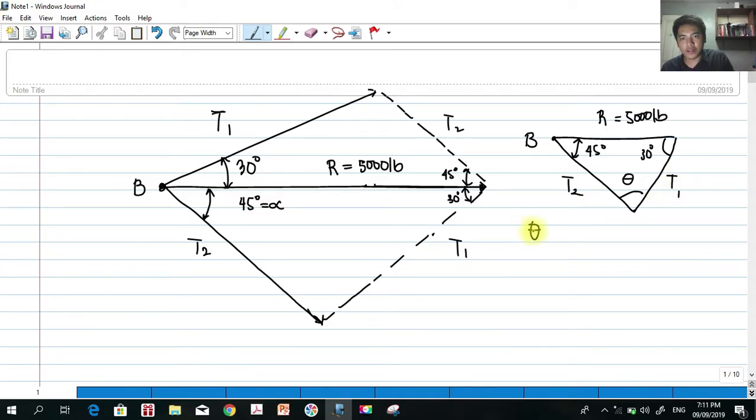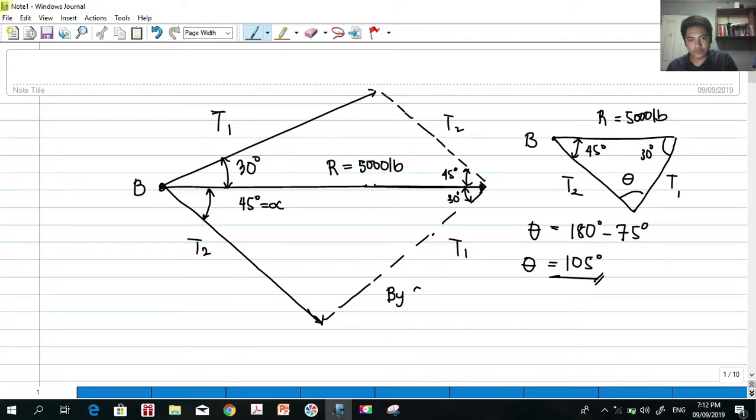I need to find theta by the fact that the sum of the angles of a triangle is 180. So this theta is 180 degrees minus 45 plus 30, which is 75 degrees. So theta is now 105 degrees. And again, we can now easily find T sub 2 and T sub 1 by using sine law.